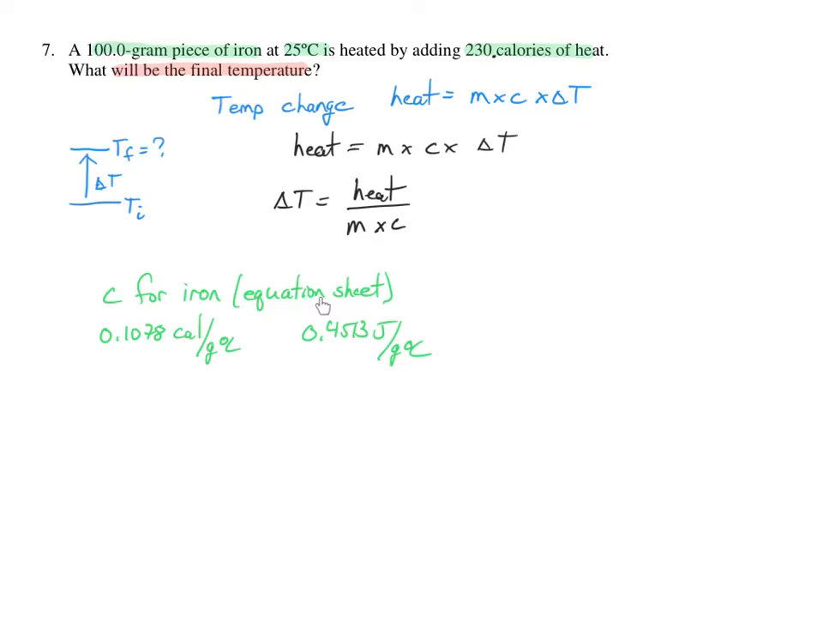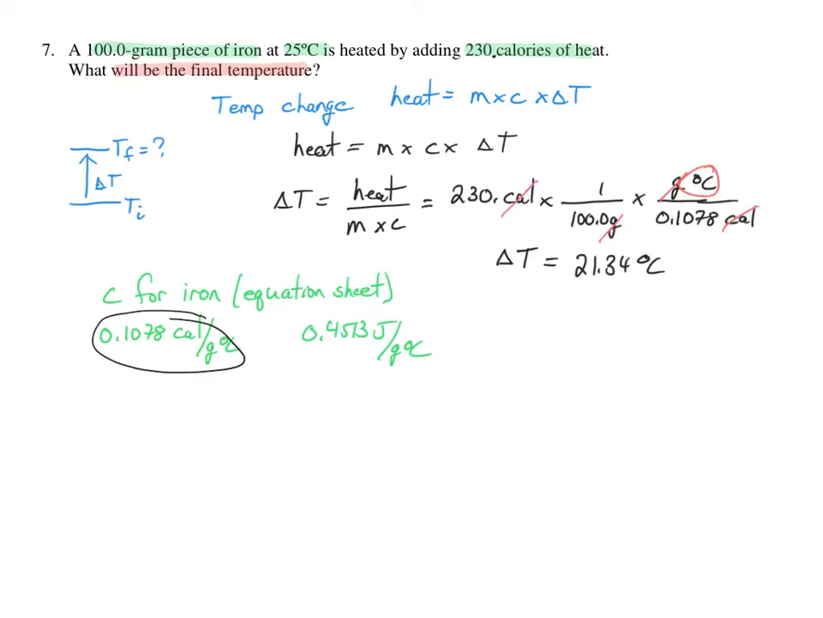We go to our equation sheet to look up the heat capacity for iron, and we see there's two different values. We want to use the value that is consistent with the units in the problem, which in this case is calories. So we go through, we solve for delta T, but we're not done.